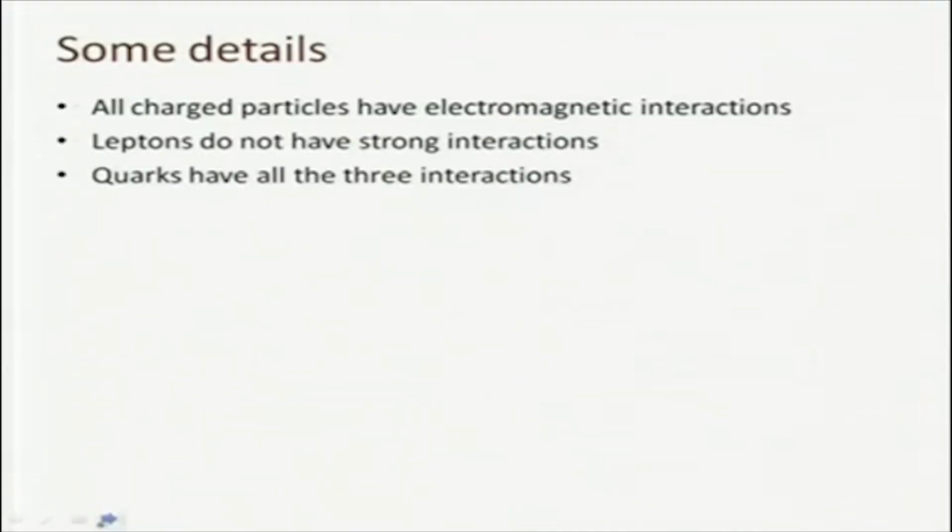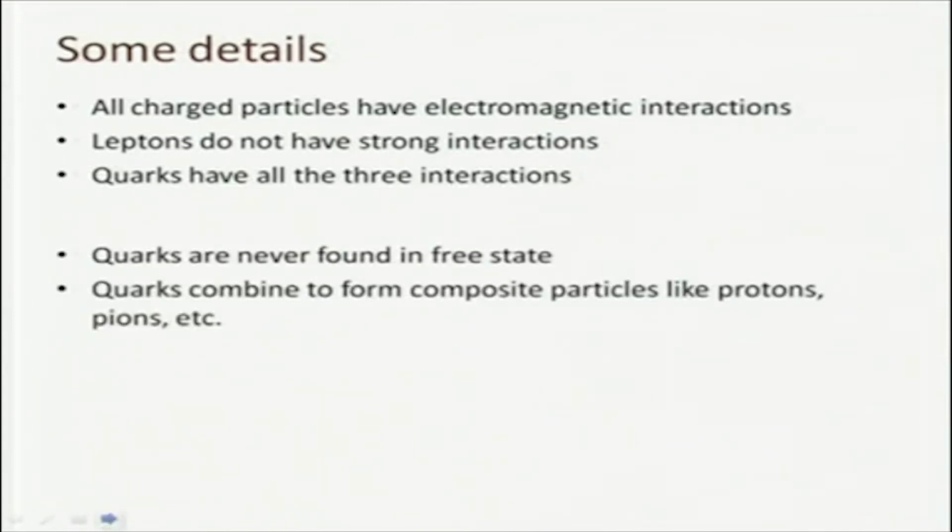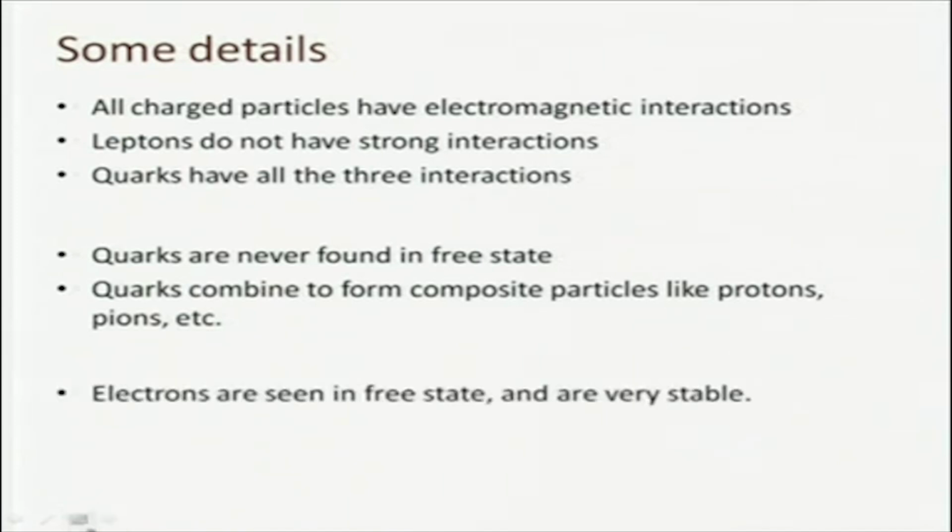That is fine. And then when W minus decays, one of the final products is an electron having a charge of minus 1 and the other one is neutral. So, charge is again preserved, no problem. Alright, so these are some of the things that we said earlier. Quarks have all the three interactions, and quarks are never found in a free state. We do not see quarks in a free state, but quarks are always combined to form a composite particle.